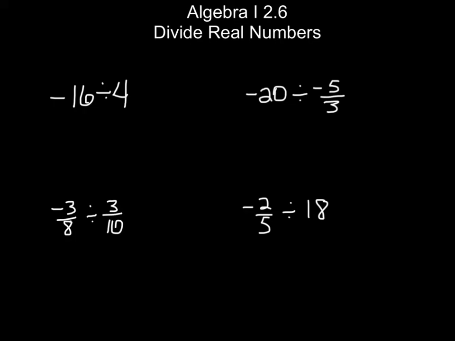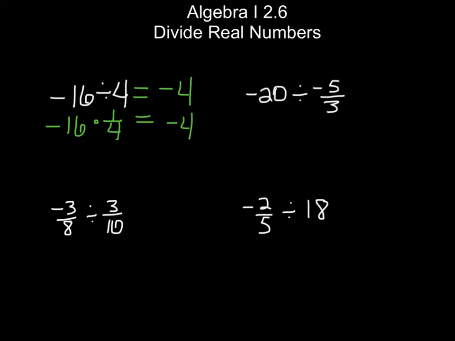Negative 16 divided by 4. We all know that that's pretty simple. A negative divided by a positive is a negative, and then 16 divided by 4 is 4. So if we wanted to change that into a multiplication problem, we would say negative 16, change your divide to multiply, and we would have 1/4, because the reciprocal of 4 is 1/4. Okay, and we would get the same result, negative 4.